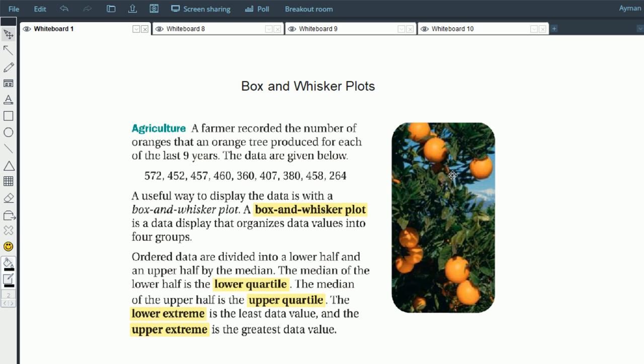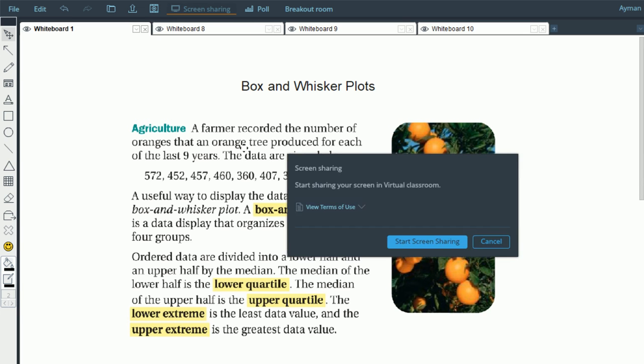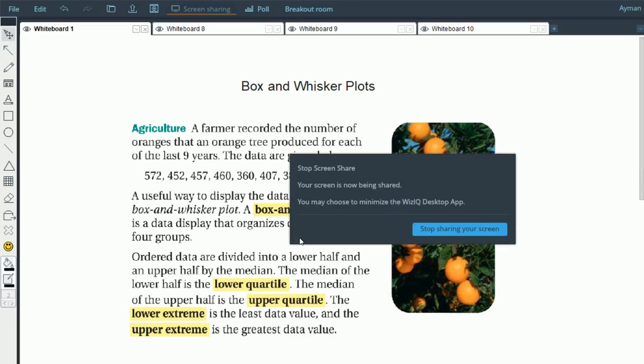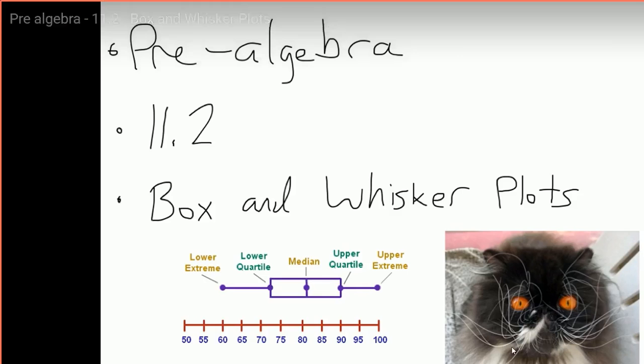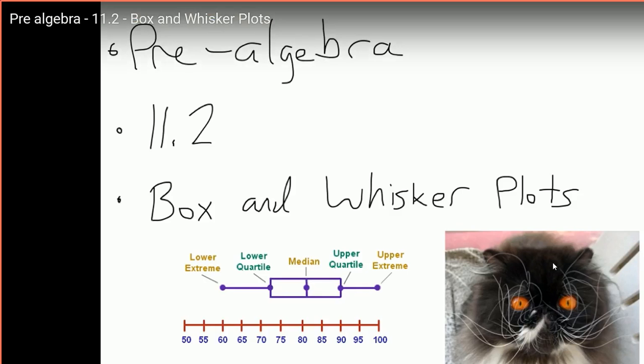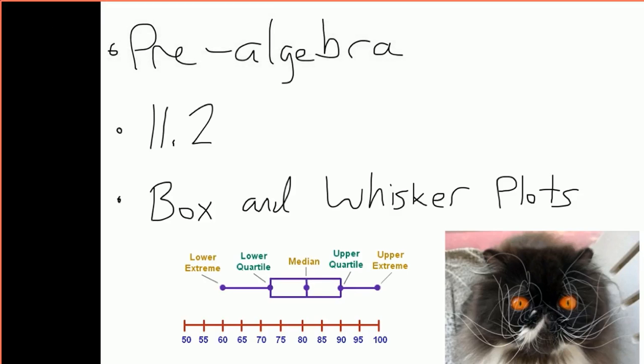Now, today we will be talking about box and whisker plots. Kindly focus, okay. Hey guys, welcome to the pre-algebra 11.2 video, where we're going to be talking about box and whisker plots, and we might just talk about crazy whiskers too.